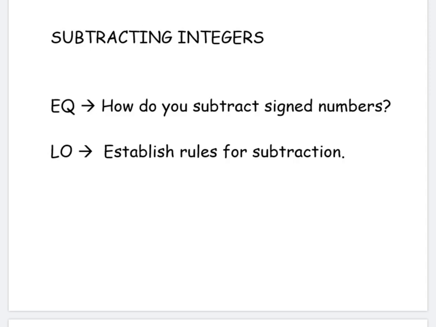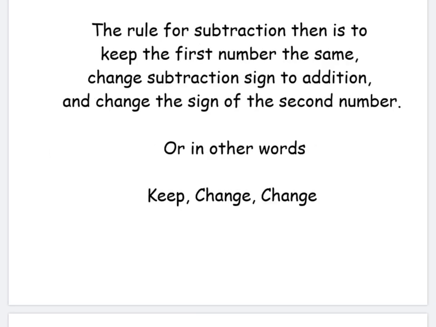Now let's take a look at subtraction. Subtraction and addition are very similar in the fact that you end up changing subtraction into addition before you actually do it. So the rule for subtraction is, in short, keep, change, change. What that means is that you have to keep the first number the same, you change the subtraction sign to addition, and then you change the sign of the second number. So again, in short, that's keep, change, change.